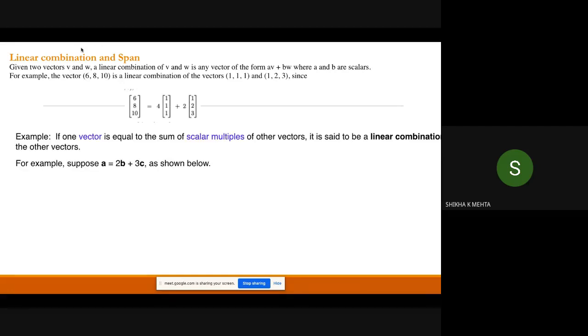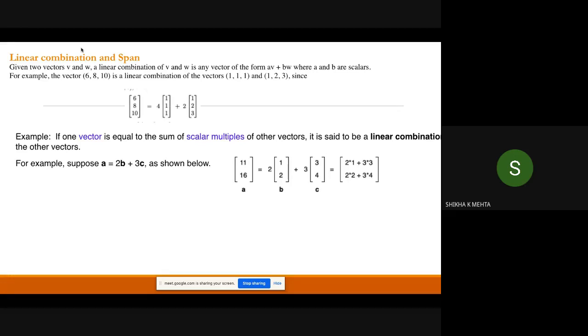If one vector is equal to the sum of scalar multiples of other vectors, then it is said to be a linear combination of those vectors. Let's say a is equal to 2b plus 3c. How do we compute that? We compute A, the new vector, as a linear combination of the two existing ones. We multiply vector B with 2 and vector C with the scalar value 3, and after multiplication, we add them. The final vector we get is A, which is equal to 11 by 16. This is the linear combination of the two existing vectors.